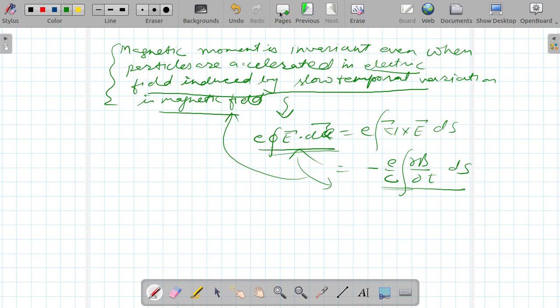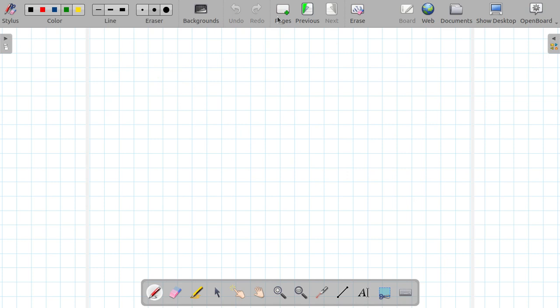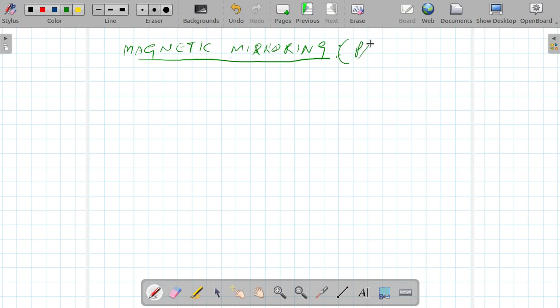Now under this article, a very interesting application comes out to be, that is magnetic mirroring. And sometimes magnetic mirroring found application in plasma confinement. I'm not going to talk about this plasma confinement. I'm simply trying to explain what is magnetic mirroring.